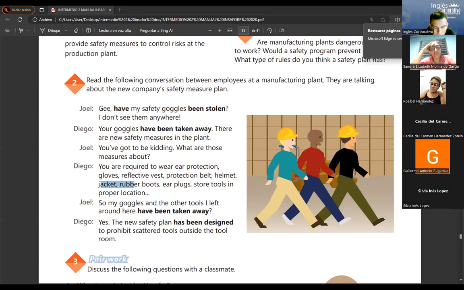Have my safety goggles been stolen? I don't see them anywhere. Goggles have been taken away. There are new safety measures in the plant. You've got to be kidding. What are those measures about? You are required to wear ear protection, gloves, reflective vest, protection belt, helmet, jacket, rubber boots, earplugs, store tools in proper location. So my goggles and the other tools I left around here have been taken away? Yes. The new safety plan has been designed to prohibit scattered tools outside the tool rooms.